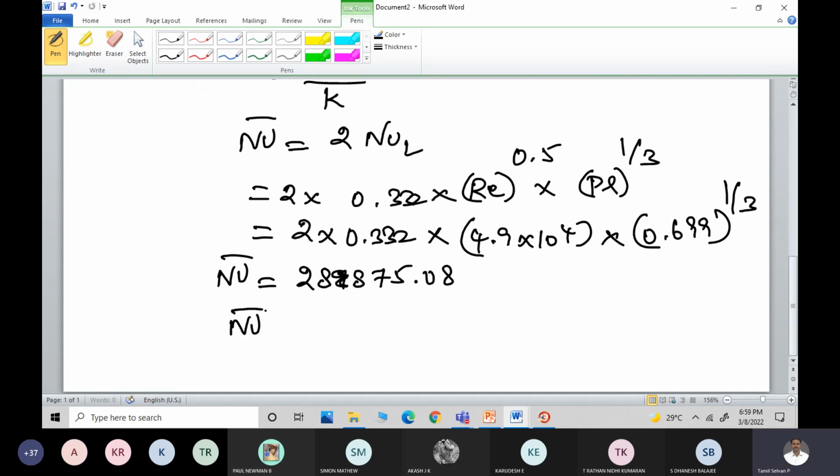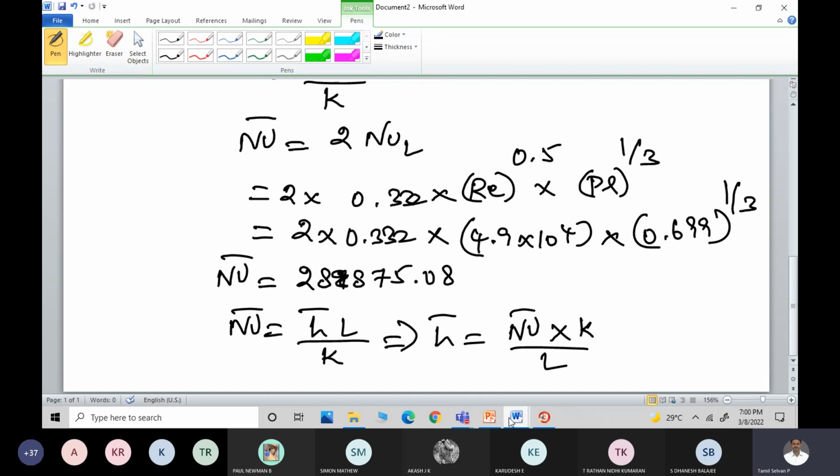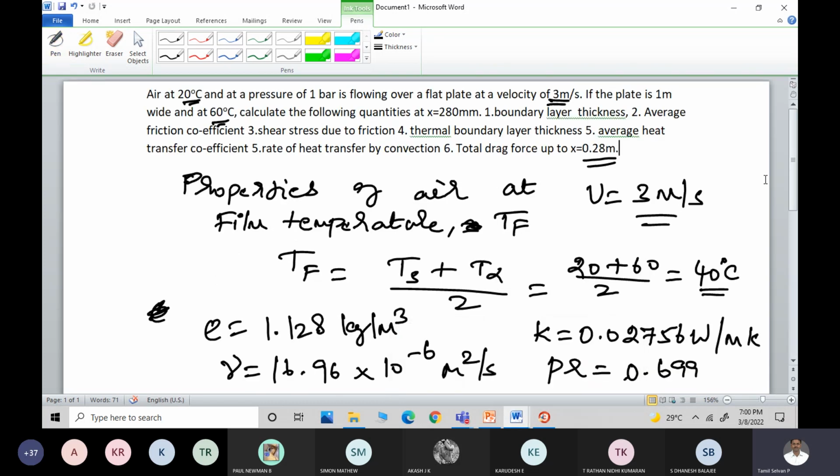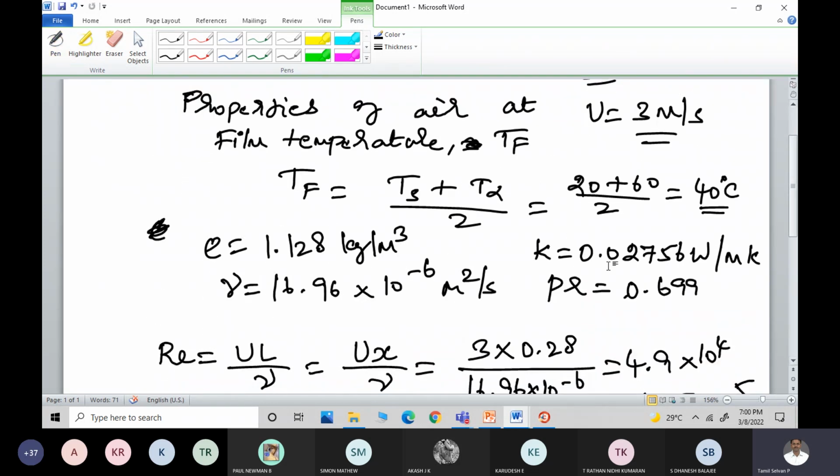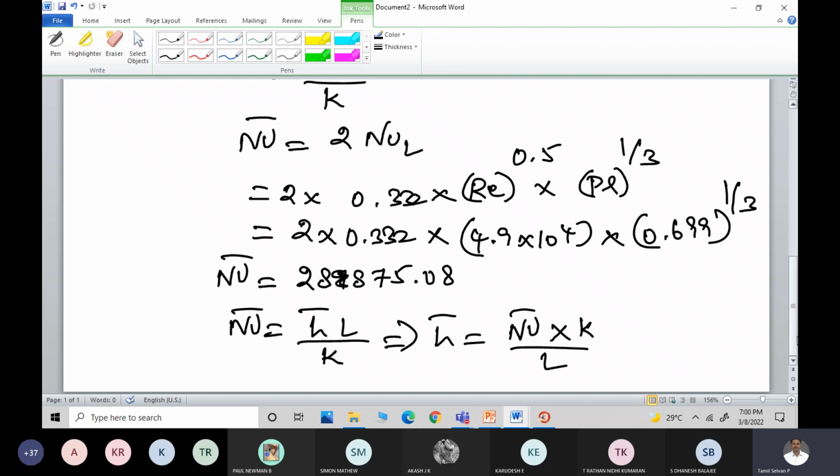We also know that average Nusselt number is equal to h bar L by K, which implies h bar is equal to nu bar into K divided by L. So that's why we have found the thermal conductivity value also. Thermal conductivity value is 0.02756. We have already calculated it at the beginning. So substitute that and get the result.